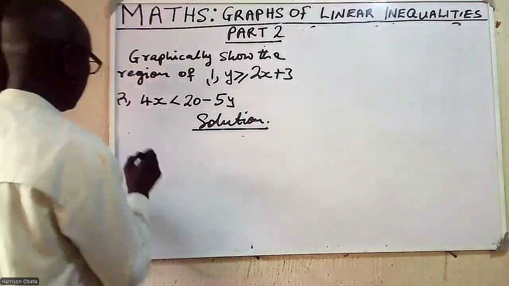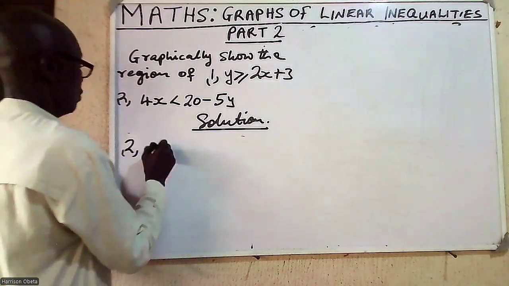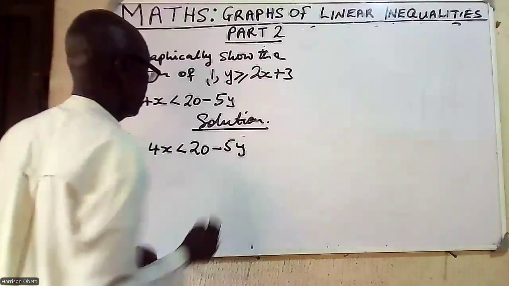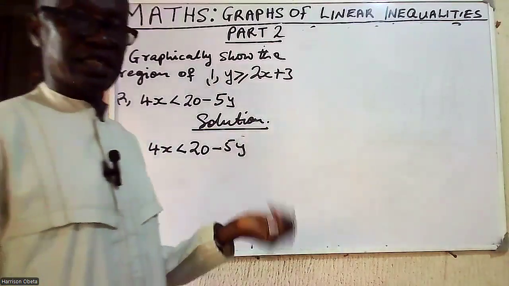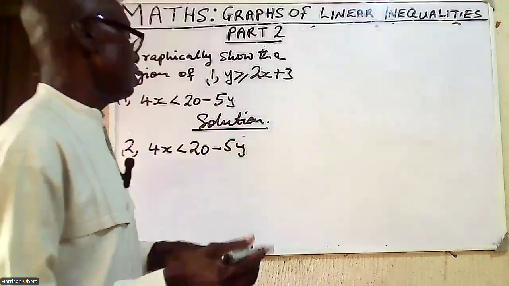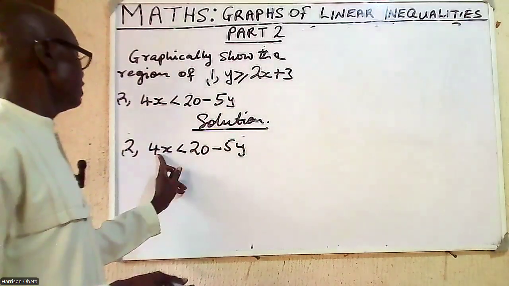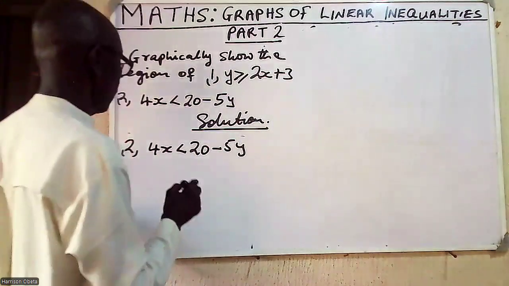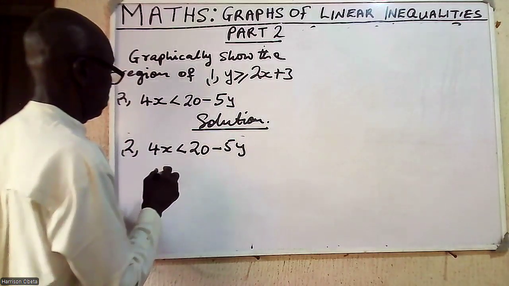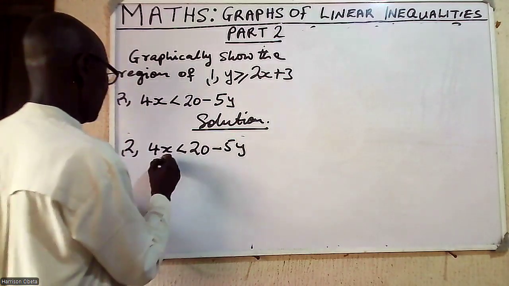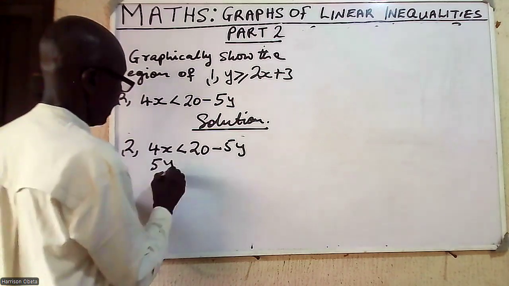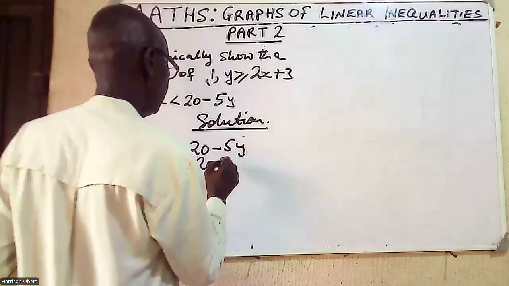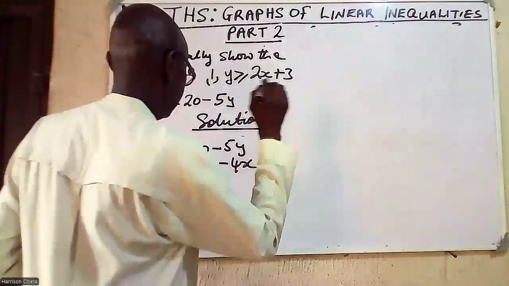So in question number 2, we have 4x less than 20 minus 5y. Well, we can bring y to the other side. Even if you leave it like this, you can still solve it. But let us bring this to this side and take this 4 to the other side. And that will give us 5y to be less than 20 minus 4x.